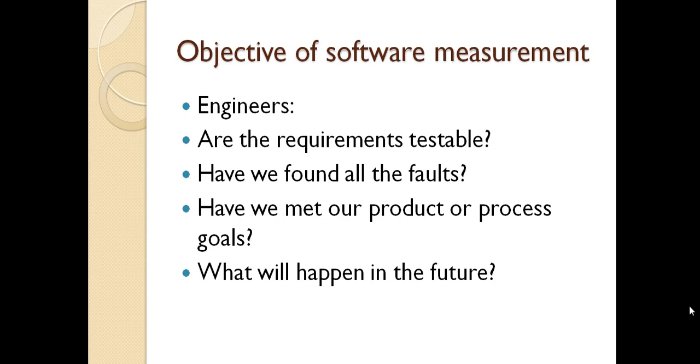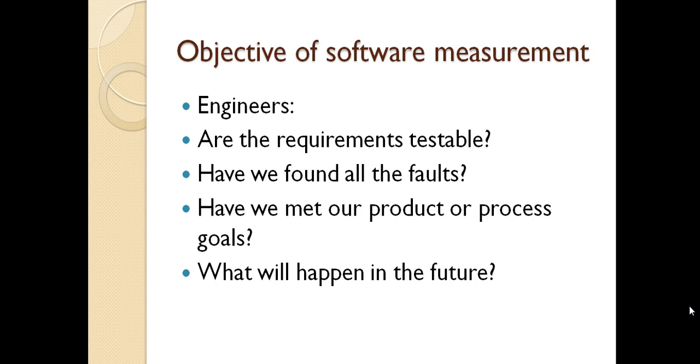The second set of basic objectives is defined from the point of view of engineers. Engineers need to check that every requirement is testable. So before going to the design and coding phase of the software development lifecycle, engineers need to test every requirement they gathered in the requirement analysis phase through the SRS and SDD documents. They need to find all the faults in the review sections. That means before going to the validation phase, in the verification phase, they need to check meetings, inspections and walkthroughs, and check that all the faults are fixed before going to the next phase of software development.